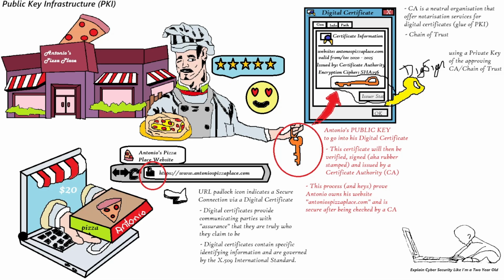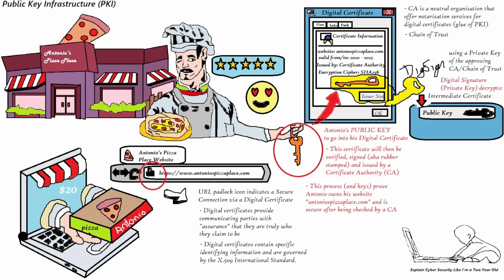Think of the certificate authority as the king who approves Antonio's website and uses a middleman known as an intermediate certificate to create a secure chain by signing certificates with the CA's private key, which would correspond and validate the public key of the CA, which is placed in both the intermediate and the root certificate. Private keys always remain private, they are never shared.